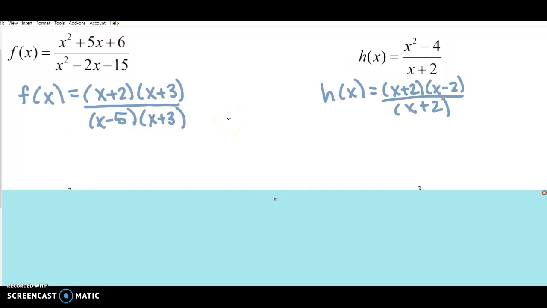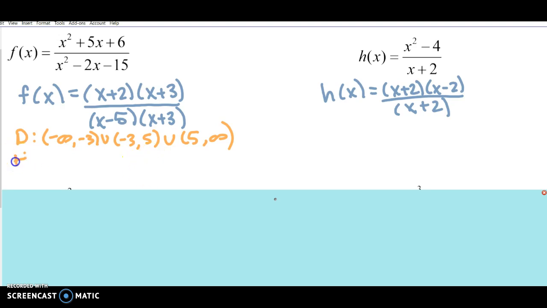All right, so you can see how I factored f of x and h of x here. The directions ask us to identify the domain, the holes, and the vertical asymptote. First, let's start with our domain. Domain, remember, is everything except for the x values that make this undefined. So we know 5 and -3 should be taken out of our domain. That's going to be -infinity to -3, union, -3 to 5, union, 5 to infinity. So we found the domain.